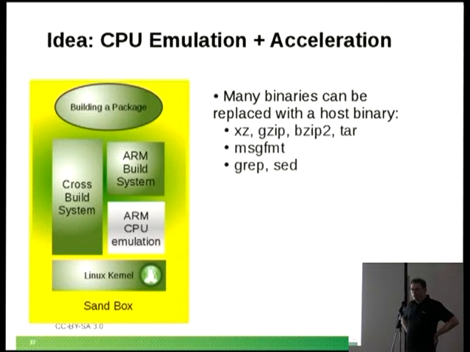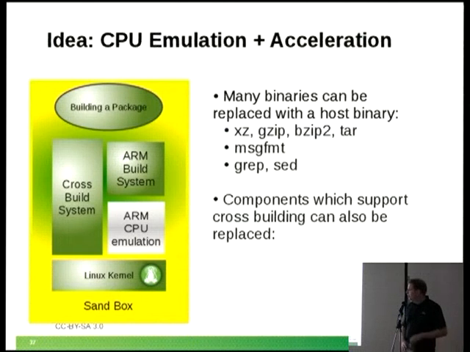Many of the binaries that are run during the build are actually not really architecture specific, and we can just replace them in our setup with a native x86 package. So for example, the first step that is usually done is untarring the tarballs with the sources and then decompressing the sources. And we can run xz as an x86_64 binary, which is running on our hardware a lot faster than an emulated ARM binary would run.